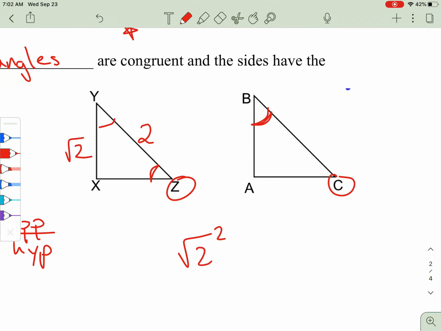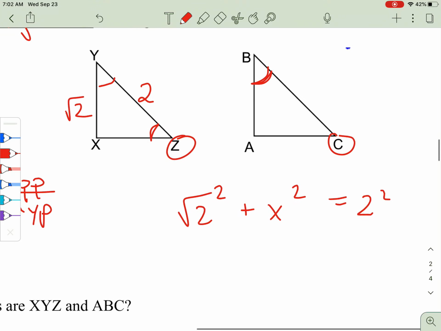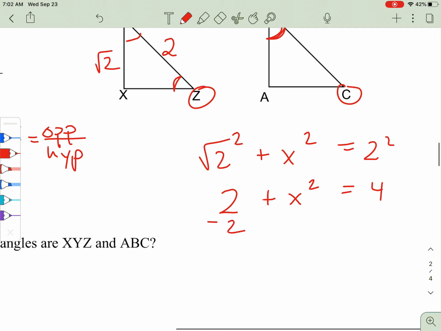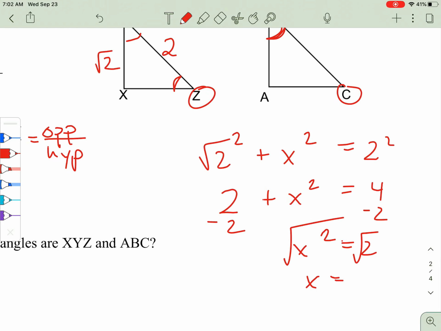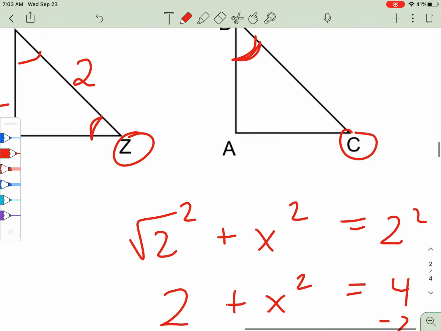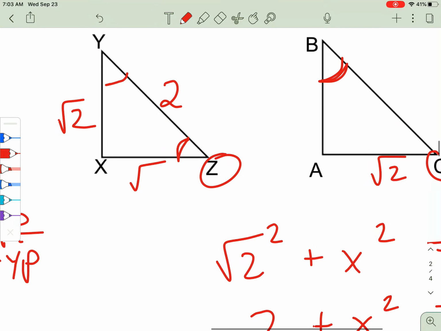Well, you could set up Pythagorean theorem since you know 2 of the sides. Radical 2 squared is just 2. Okay, subtract 2, x squared equals 2. Then take the square roots, x is radical 2. So this would also be radical 2.